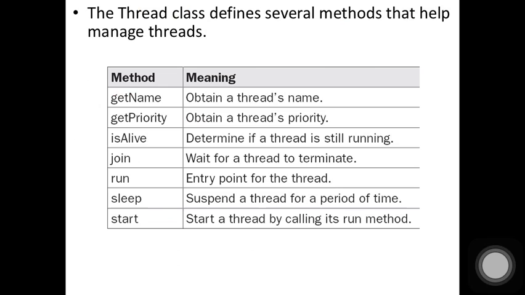Whenever a thread is created from the main thread, the child thread has to terminate after completion of its task and hand over the resources back to its parent or main thread. So if you want to know whether the thread is still running or not, we can use the isAlive method. And one more method, the join method. If you want to wait for a thread to terminate, we use this join method.